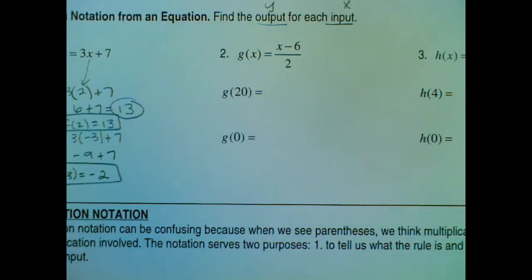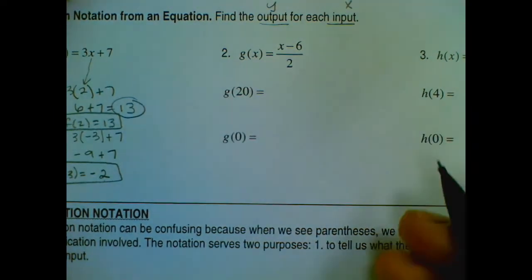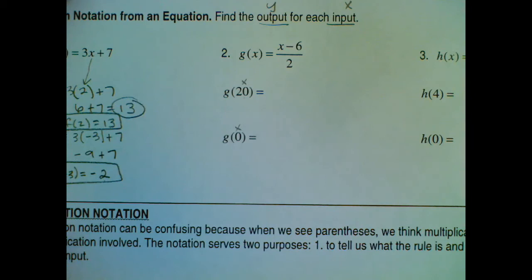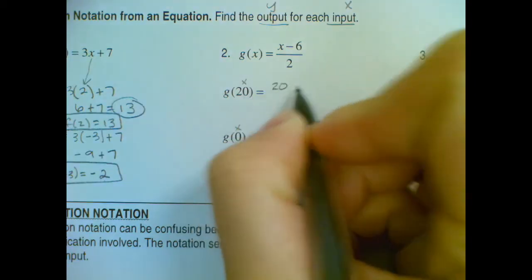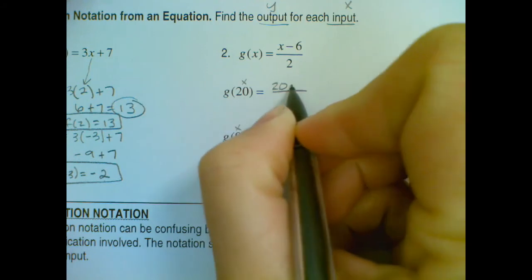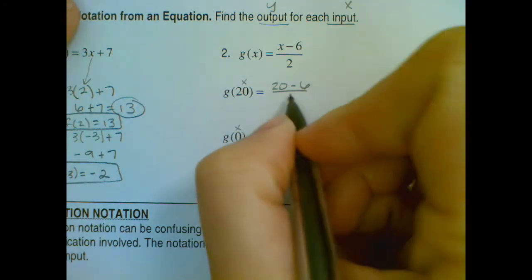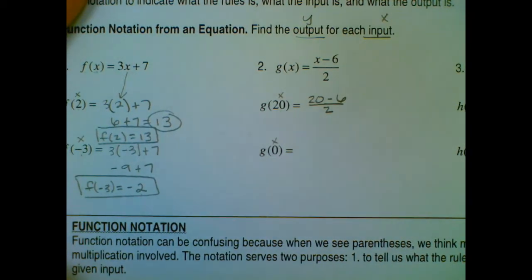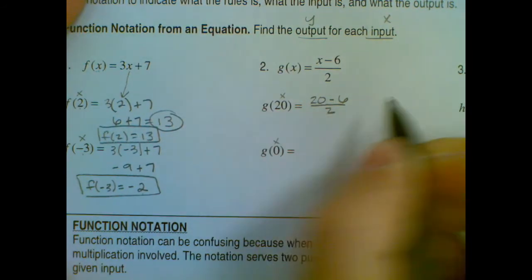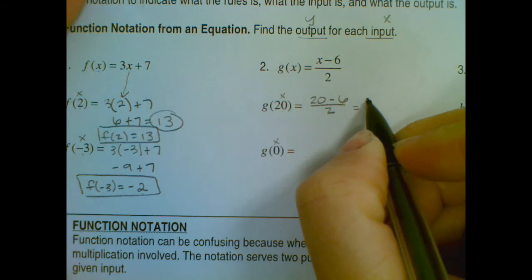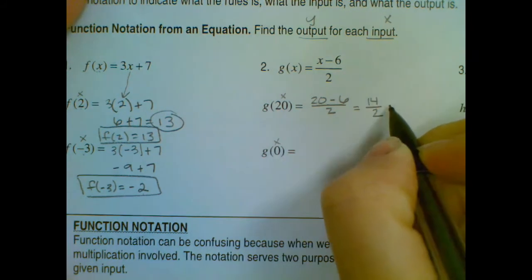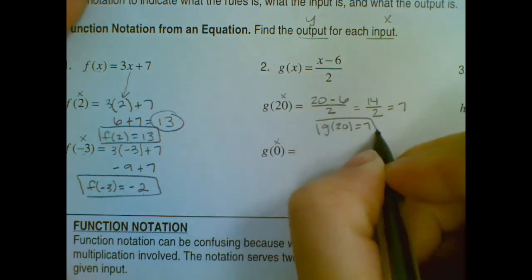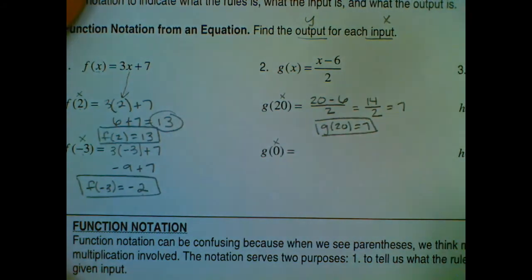All right, let's try number 2, g of x. So our input is 20, which is x. Here, it's 0. So both of those will be x. So we're going to take our equation, x, and now plug in 20 minus 6 all over 2. Okay, so once we have this set up, we can go ahead and simplify the top. 20 minus 6 is 14. Divided by 2 is 7. So g of 20 equals 7.